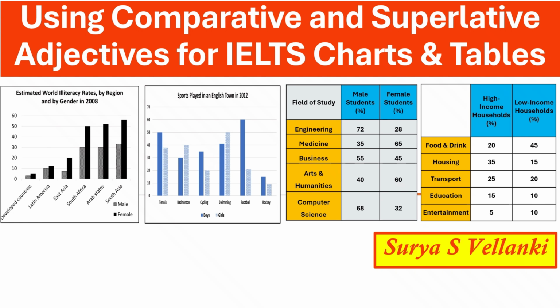That's when adjectives are so important. To describe data, you need to master two specific types, comparative and superlative adjectives. And by the end of this video, you'll be able to use them to describe any chart or table with confidence.